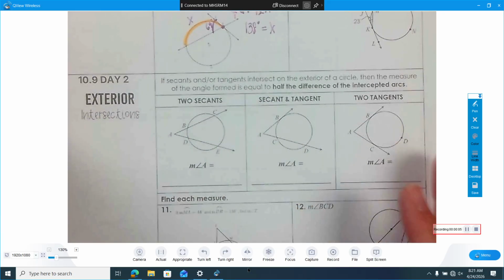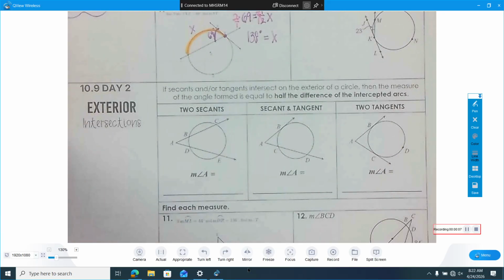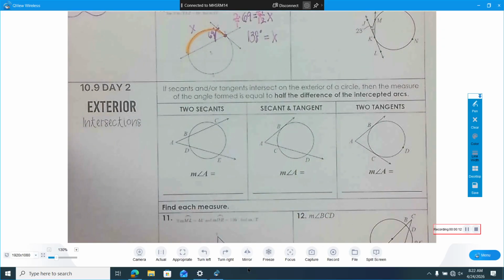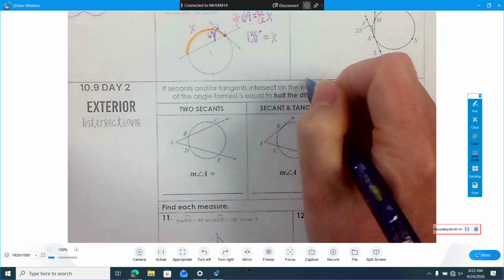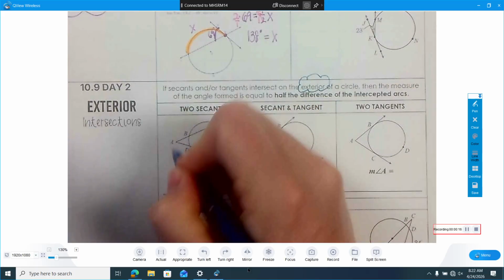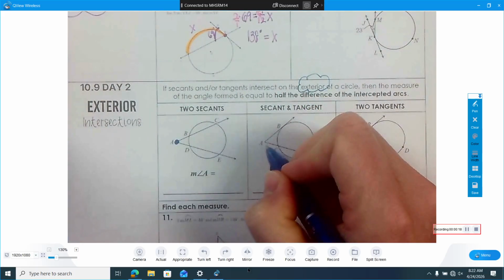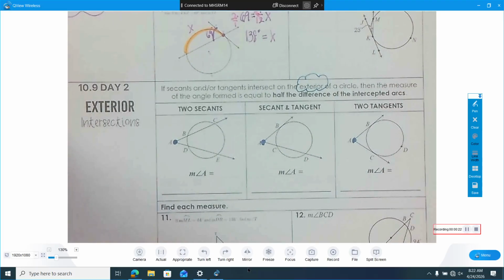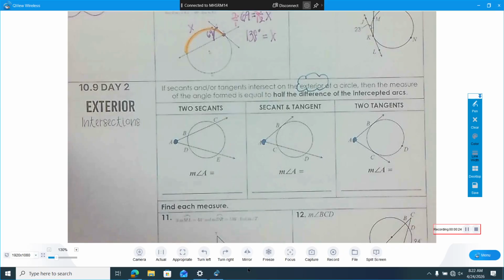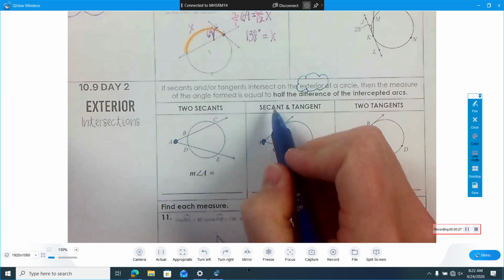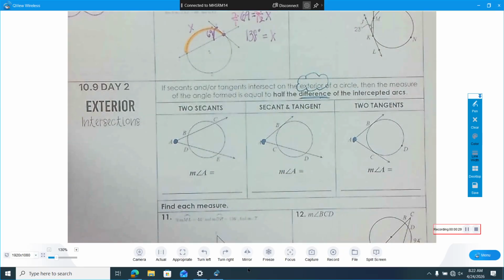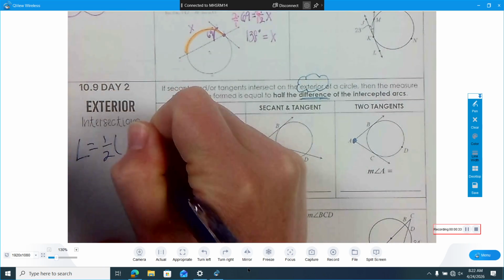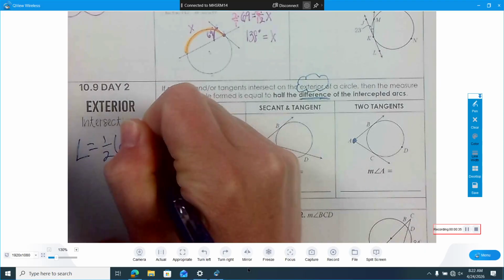So we're on 10.9 day 2, and if we have secants and/or tangents that intersect on the exterior of a circle, so here we have our vertex on the outside of our circle each time, then the measure of the angle is equal to half the difference of the arcs.